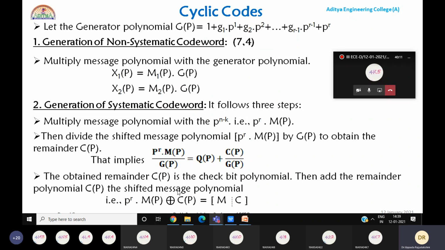Next, the remainder you get is the check bit polynomial, which is added to the p power r into m of p. Here also the addition will be XOR addition. So that is message bits followed by check bits. It will be our code word.